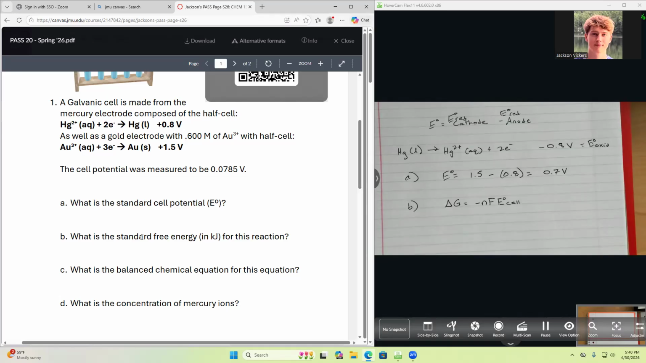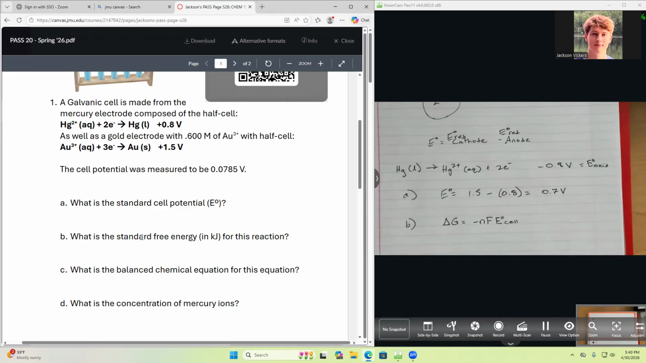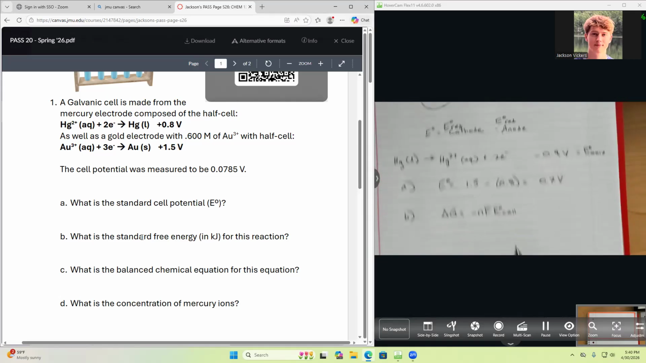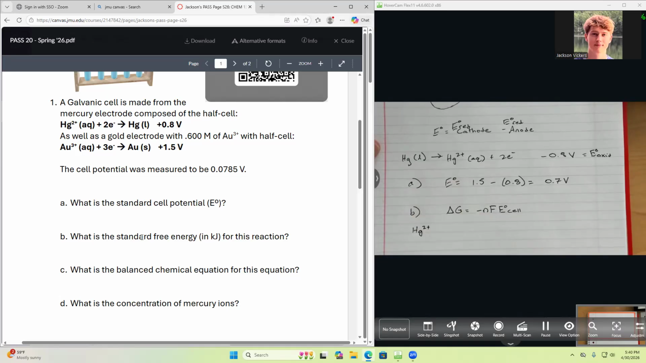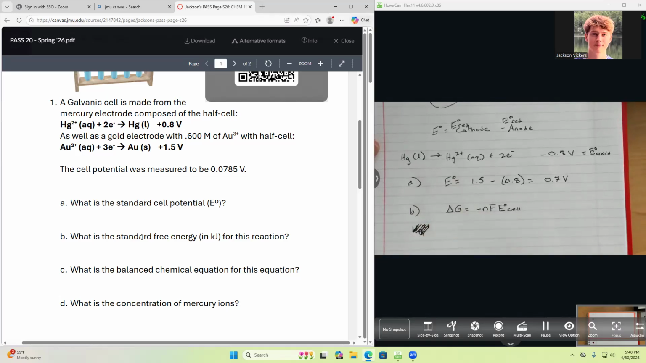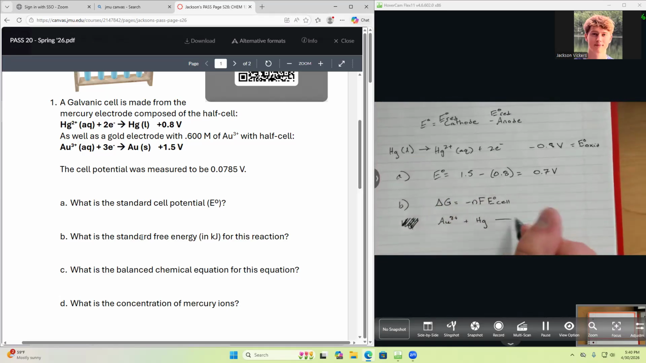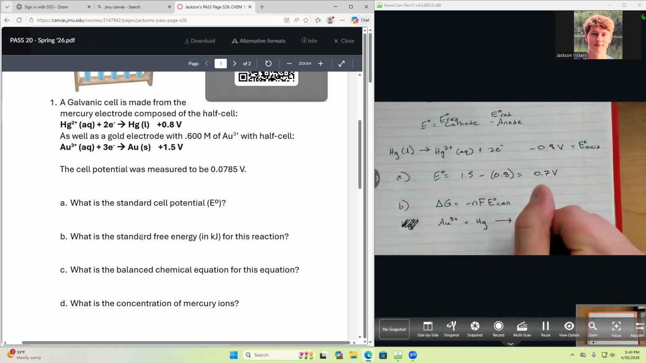Exactly. So we know that if we really were doing a redox reaction, we did good because we flipped this. And so the overall thing would look something like this. We would have still the gold ions in the reactants, so Au3+ is good here, but then we are having the mercury liquid in the reactants as well, going to form the solid gold plus the mercury ions.